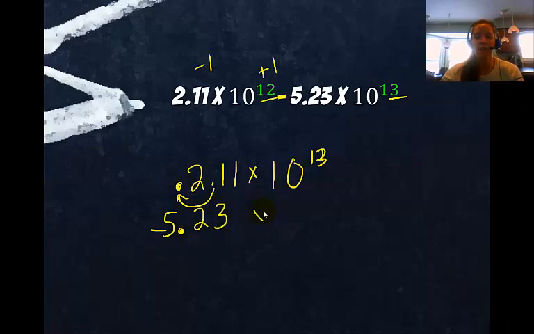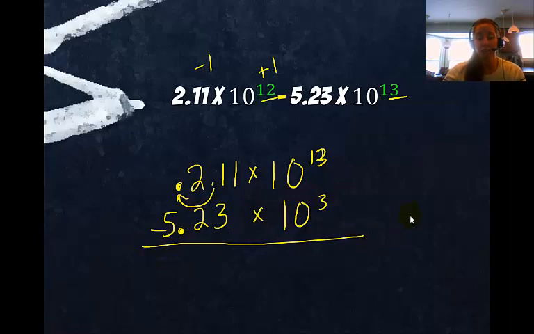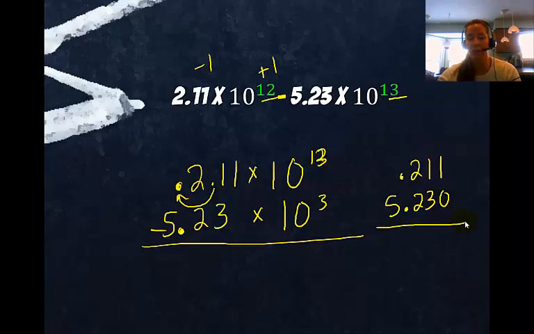5.23 times 10 to the 13th. Okay. Now this is a little tricky because you have this number, and I'm going to rewrite it over here. 0.211 minus a bigger number, 5.23. I'll put a 0 there just so everything is lined up. And you can plug that into your calculator if you want to, which I'll do right now.